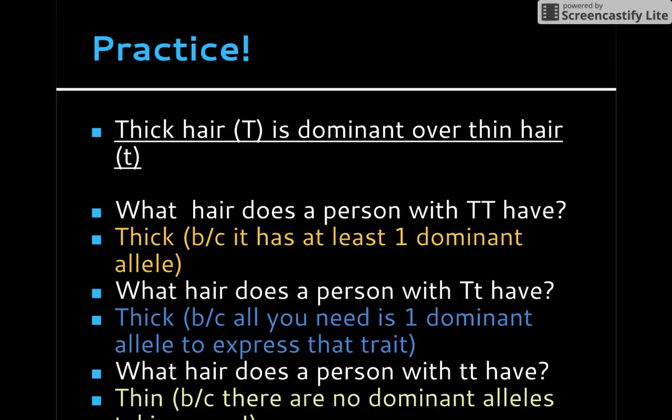Thick hair, big T, is dominant over thin hair, little t. What hair does a person with big T, big T have? It's thick because it has at least one dominant allele, has one big T. What hair does a person with big T, little t have? It's also thick because all you need is one dominant allele to express that trait. If you ever see a capital letter, it's going to be dominant, and it'll always come first. Now, what hair does a person with little t, little t have? That's right, you guessed it, thin, because there are no dominant alleles. There are only little alleles. Little t, that's recessive.